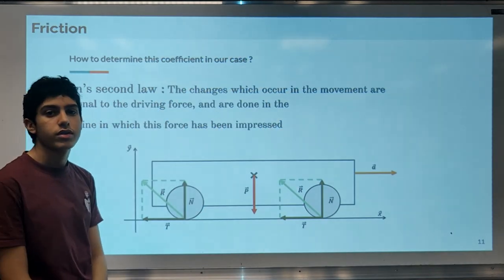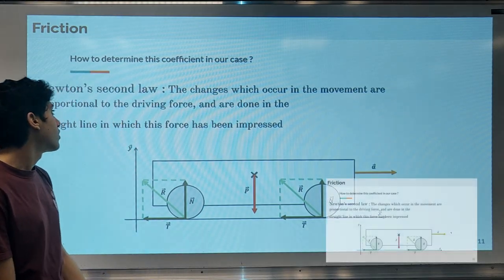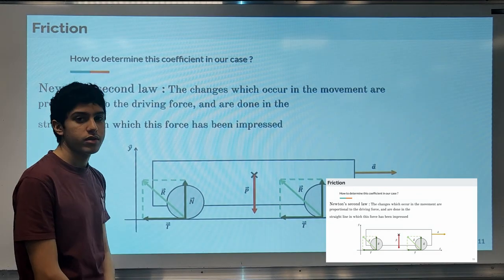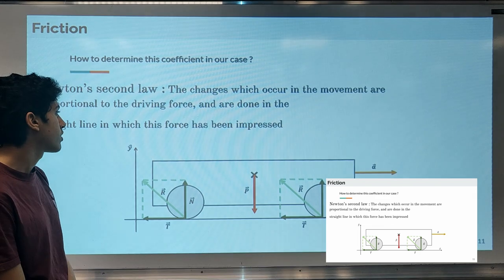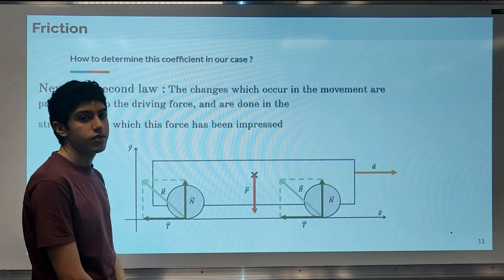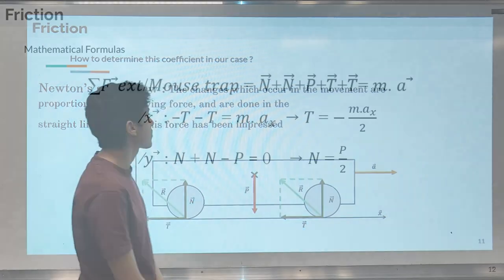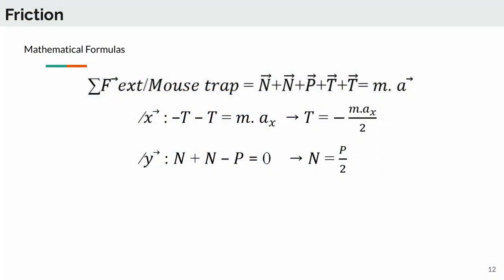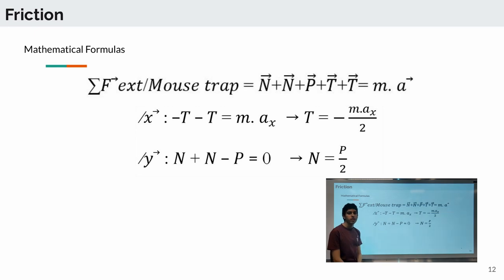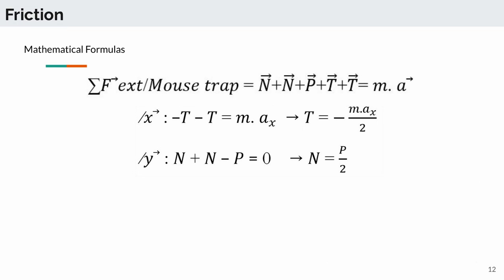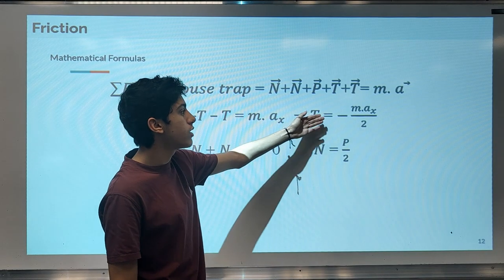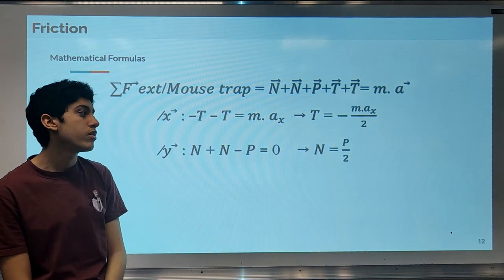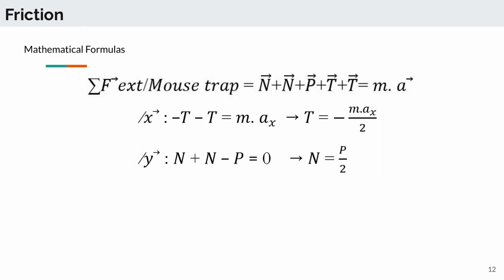We can use Newton's second law since the car is moving. It says the changes which occur in the movements are proportional to the driving force and are done in the straight line in which this force has been impressed. It gives us the following formula. The sum of the forces external to the mousetrap car equals the two N forces plus the two T forces and the weight P, and it's equal to the mass times the acceleration a. It gives us two formulas: T equals minus m times a divided by 2, and N equals P divided by 2.